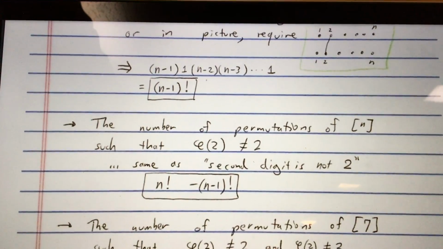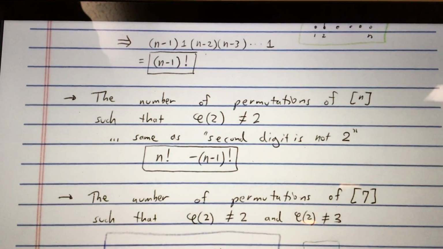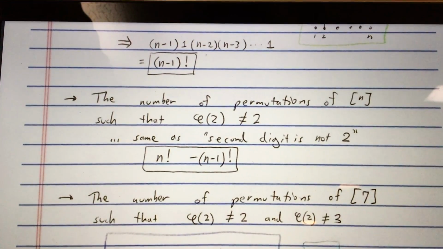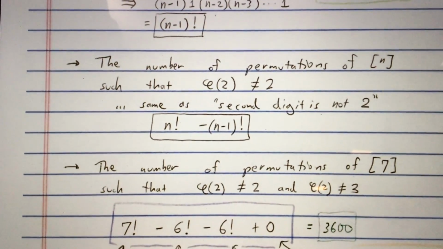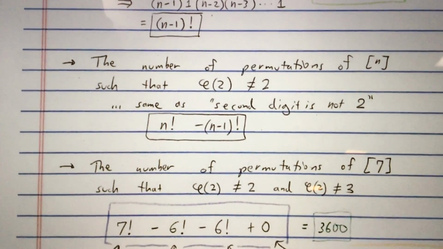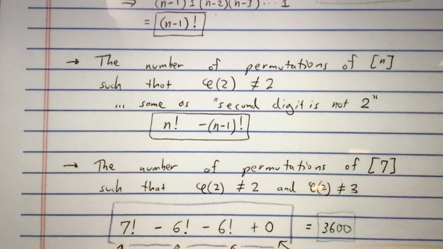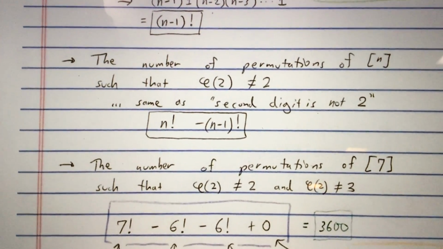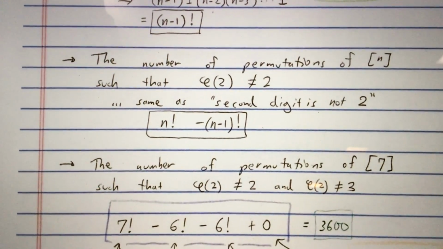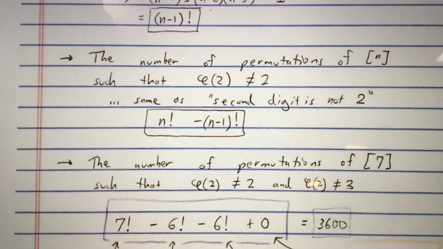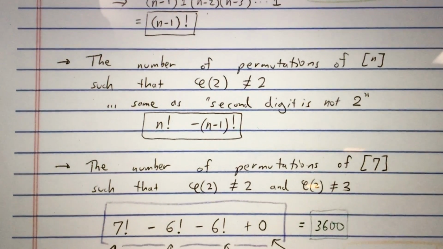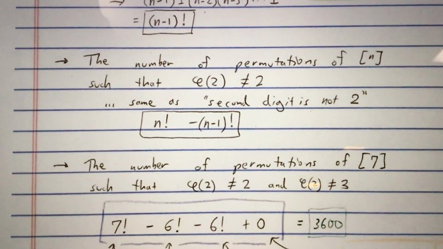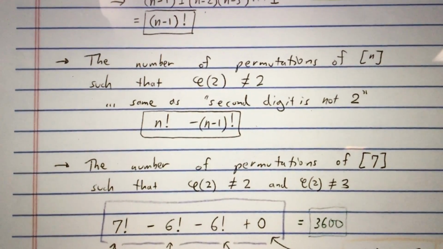How about the number of permutations of n, the set, such that phi of 2 does not equal 2? Now there's definitely more than one way of doing this one. It's not too hard. You could think about it and come up with the answer a different way. But I decided to show it with subtraction. And it's the same problem as saying what's a pin number where the second digit is not 2, but it's a pin number of length n, and it uses all the digits of n without repetition.